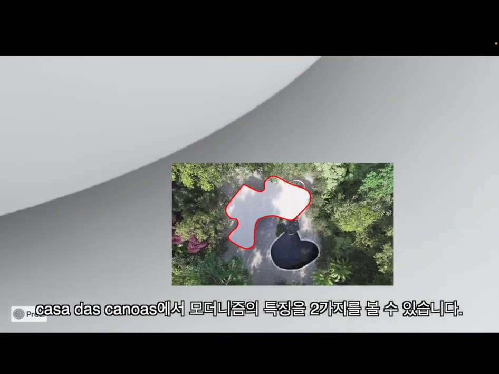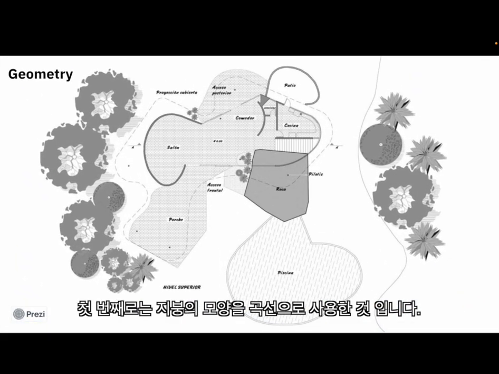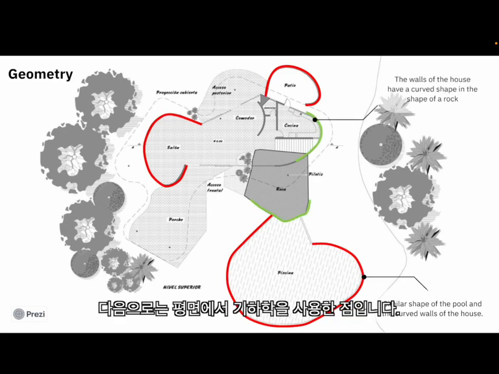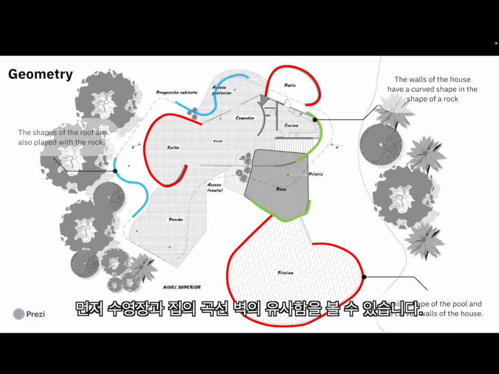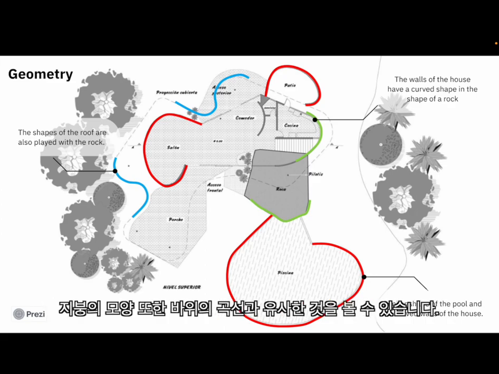We can see two characteristics of modernism in Casa das Canoas, first being the curved shape of the roof. Next is the use of geometry in the plan. First, you can see the similarity between the swimming pool and the curved walls of the house. Next, we can see the similarity between the walls of the house and the rock-shaped curve. The shape of the roof can also be seen to be similar to the curve of the rock.